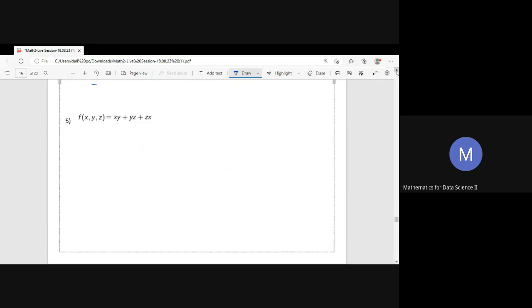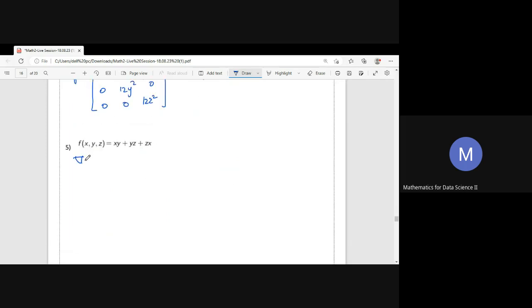Now look at this problem. What about the gradient function for this? It is y plus z, x plus z, x plus y. Okay? So now what are the critical points? So y plus z equal to 0, x plus z equal to 0, x plus y equal to 0. So you have to solve this system of linear equations.